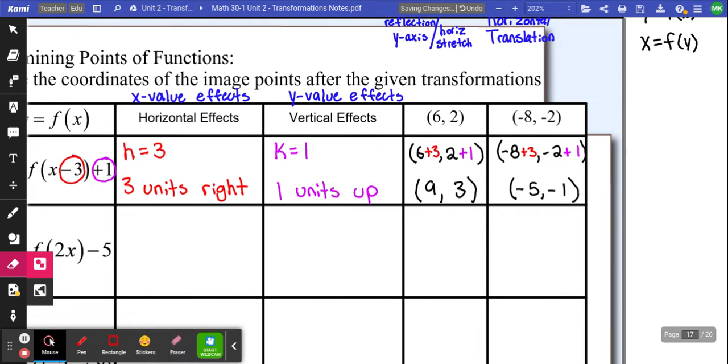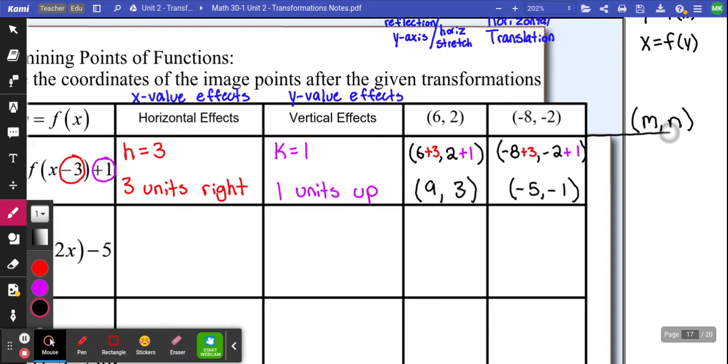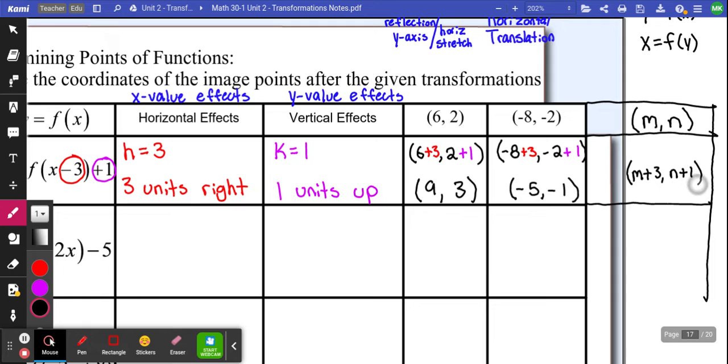So if I had a point that started, let me do one more column here, at m, n. Where would that point now be? It would now be at m plus 3, n plus 1. That would be the new location of that point. I don't know where m and n are, but I know that it's gone 3 right, 1 up. And so you can apply it in general terms like that.